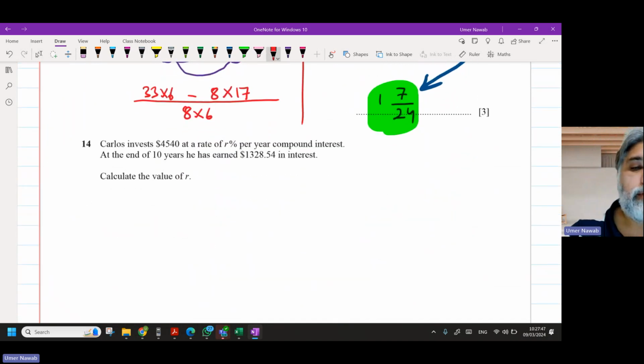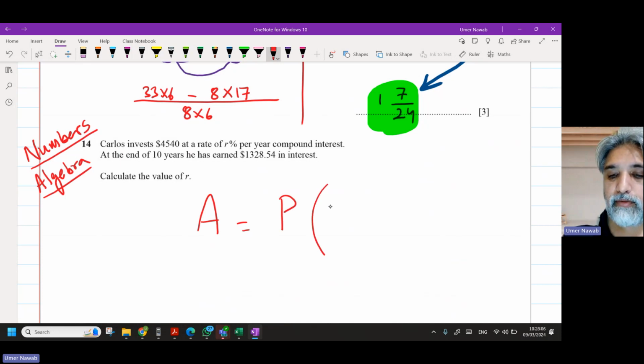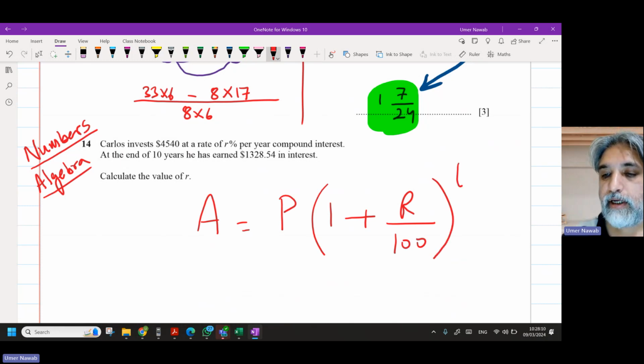Next question is also on numbers. Partially it is related to the concept of algebra. I'll tell you why. The compound interest formula: total amount A is equal to principal amount P times 1 plus r over 100 raised to the power t. So A is the amount, which is the principal amount plus what it has grown to after some time.